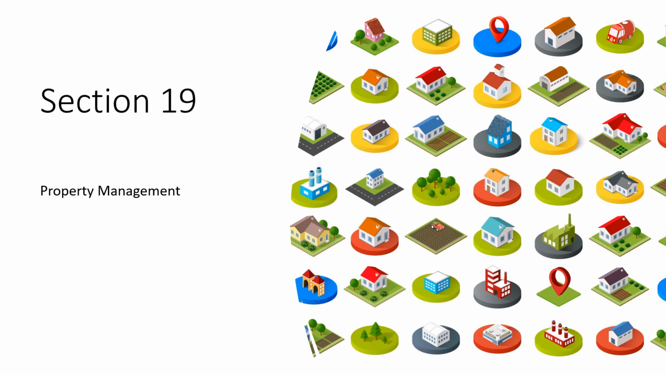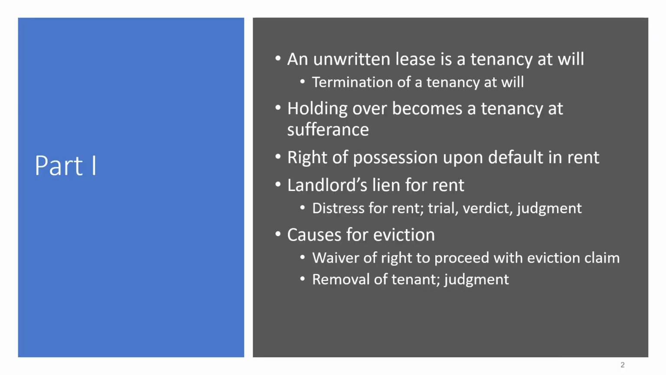Section 19, Property Management. There are two parts. Part 1 talks about an unwritten lease is a tenancy at will.